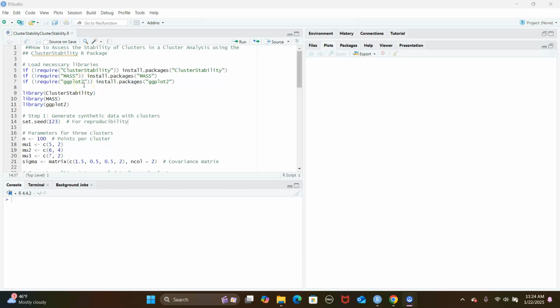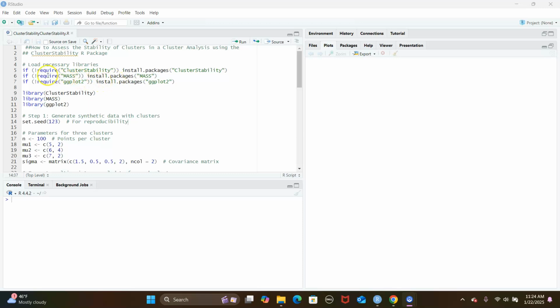Hello, in this video, I want to talk about how to assess the stability of clusters in cluster analysis using the ClusterStability R package. I keep looking for R packages for assessing stability of clusters, and this is the one I found and tried, and it works.